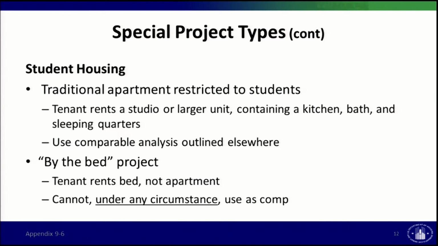On the next slide, we'll look at another type of special project, student housing. Student housing typically has two types. The traditional apartment, restricted to students, where a person is a tenant who rents a studio or larger unit containing a kitchen, bath, and sleeping quarters. The second is what's known as a by-the-bed project, where the student rents just a bed, not an apartment. Appraisers can never use the second type under any circumstances as a comp.